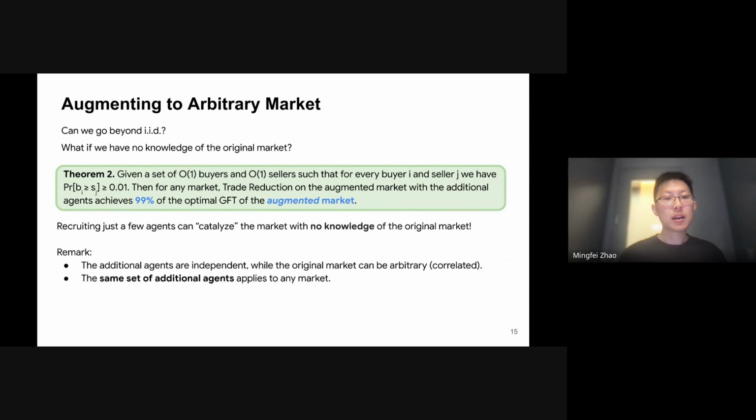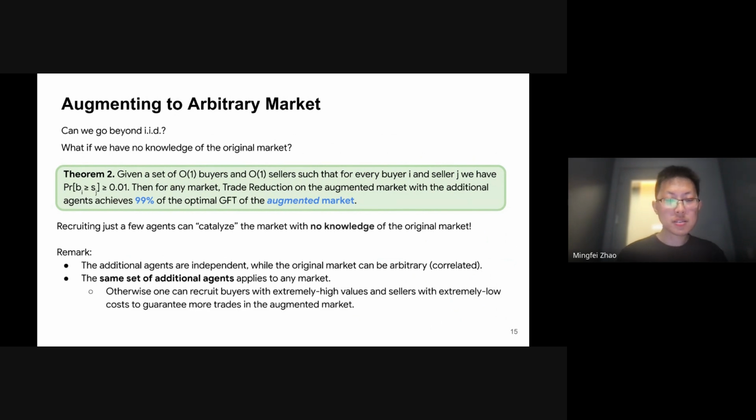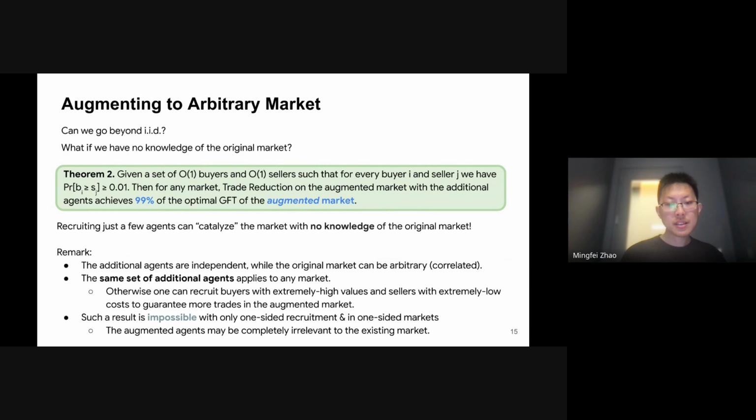And also, we require that the same set of additional agents applies to any market. This is important because otherwise we could recruit buyers with extremely high values and sellers with extremely low values to guarantee more trades. So basically, you must design these agents upfront before knowing the original market. And of course, such a result is impossible with only one-sided recruitment or in a one-sided market because the augmented agents might be completely irrelevant to the existing market, right? Let's say you add some agents, but the values of the existing market are completely irrelevant to these values. So the augmented market is not playing a role here.